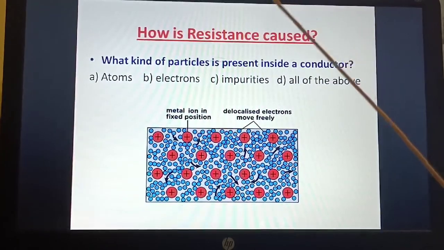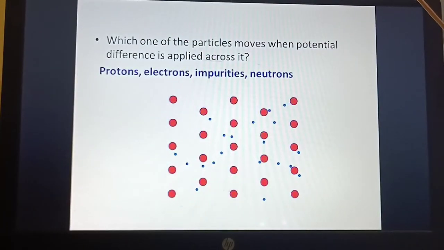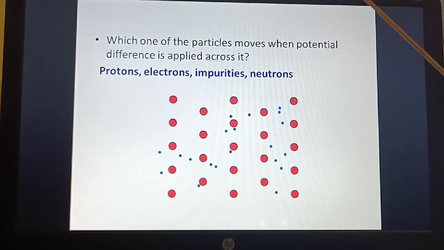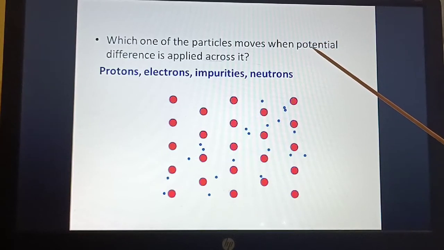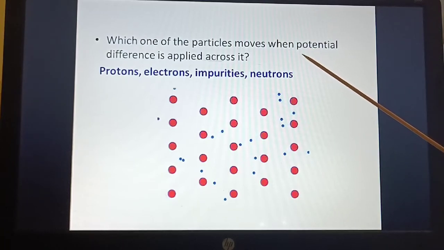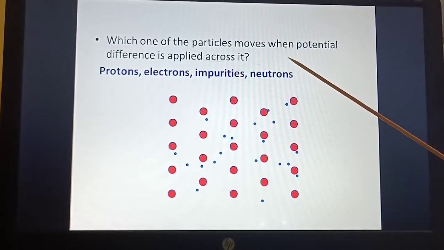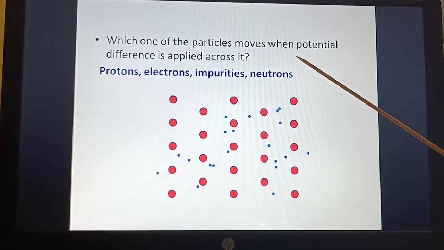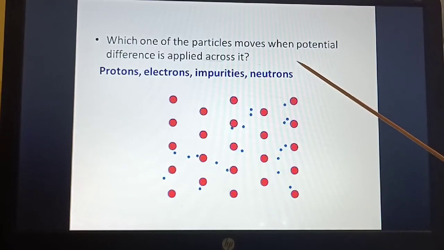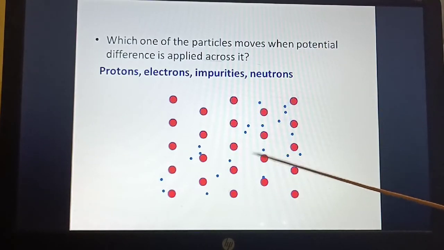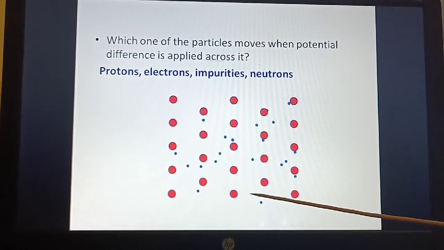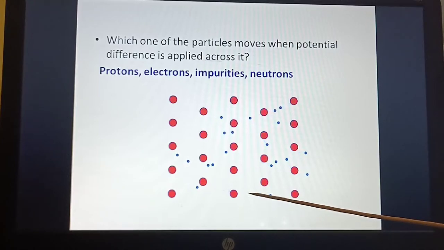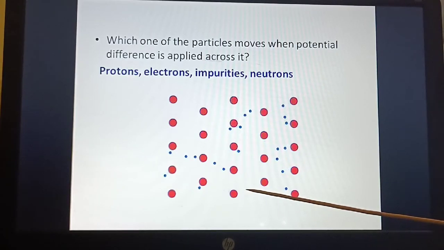Now my next question is, which one of the particles moves when a potential difference is applied across it? Is it protons, electrons, impurities, or neutrons? Which are the ones shown in blue color? Those are nothing but electrons. So when a potential difference is applied across it, electrons will move.